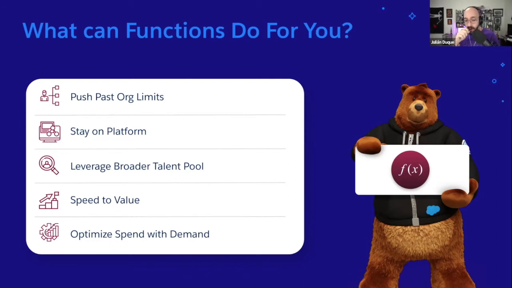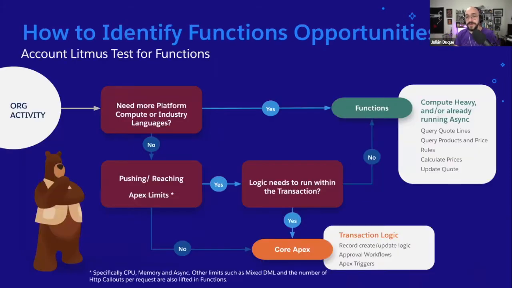And you can optimize spend with demand, because you are not spending a lot of money on resources. It depends on the demand of your application. And even though I don't sell and I don't know much about the pricing model, at the Q&A we can briefly discuss how the pricing model works for this product.